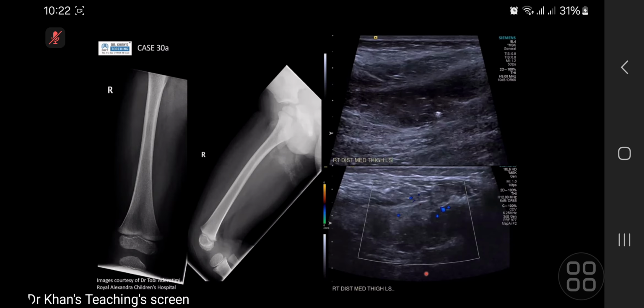If it's reducible, then it could be a... It is compressible as well. It's compressible on ultrasound. So this could be hemangioma again with the phlebolith. Yeah. So hemangioma, as I said, is a vascular tumor.